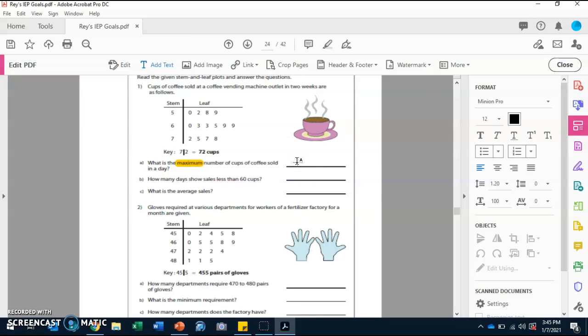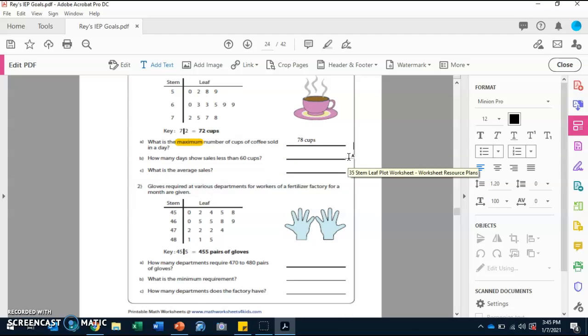Yes, good job. It is 78 cups. So the maximum number of cups of coffee sold in a day was 78 cups. Awesome. So now you will work on the rest on your own.